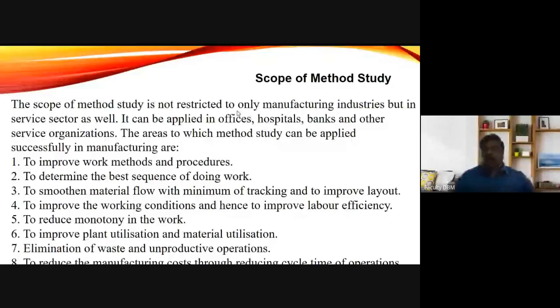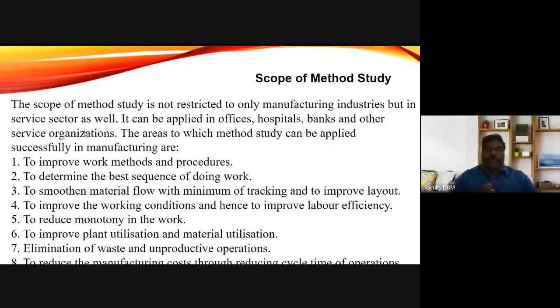And in the scope, we have already said it is not only for manufacturing industries, it is also for the service sector as well. It can be applied in offices, hospitals, banks, and other service organizations, wherein we have a series of operations being conducted. So with this method, we are going to improve the work methods, procedures, and best sequence of doing work.